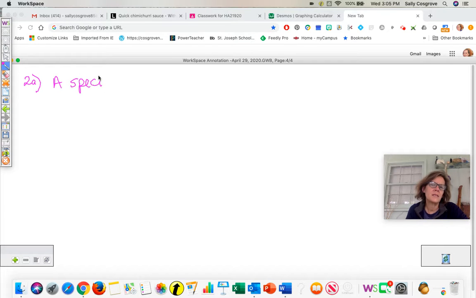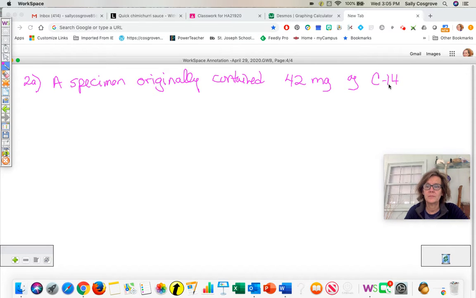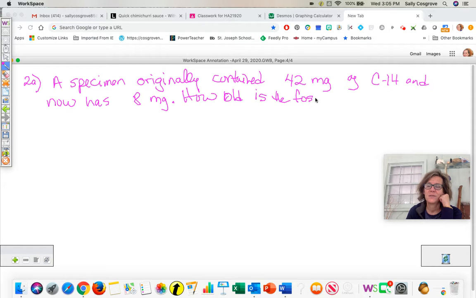So let's say a specimen originally contained 42 milligrams of carbon-14. And now it has 8 milligrams. So we want to know how old is the fossil.